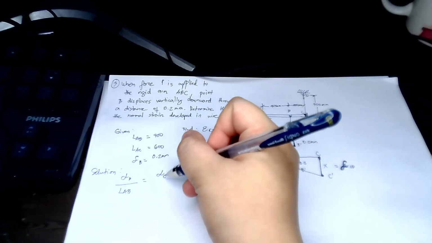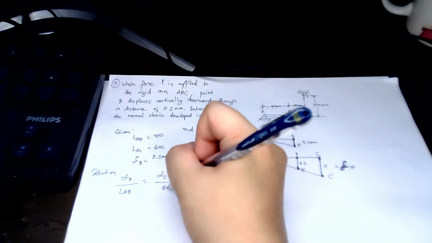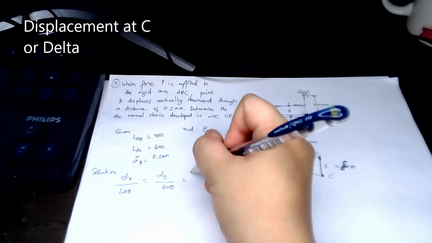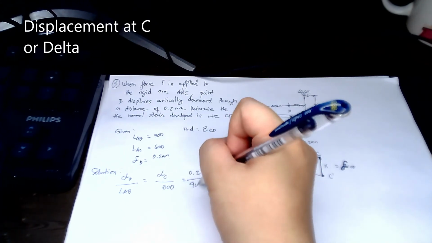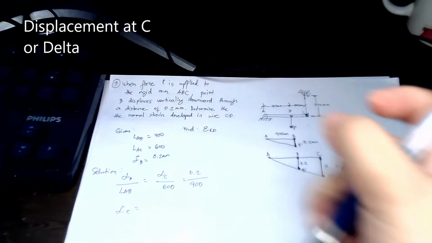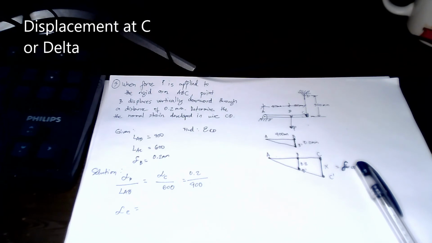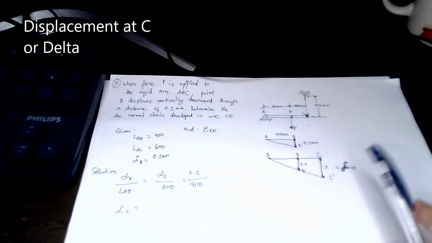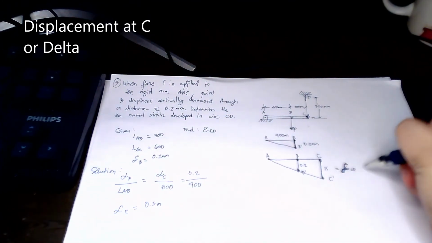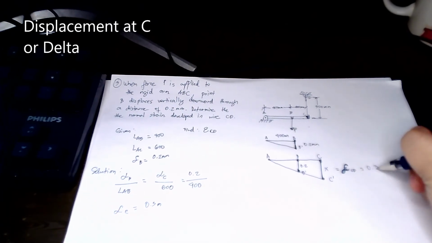By ratio and proportion, we have 600, and this is 0.2 over 400. So displacement C is equal to 0.2 times 600 divided by 400, 0.3 mm. So this X is equal to 0.3 mm.